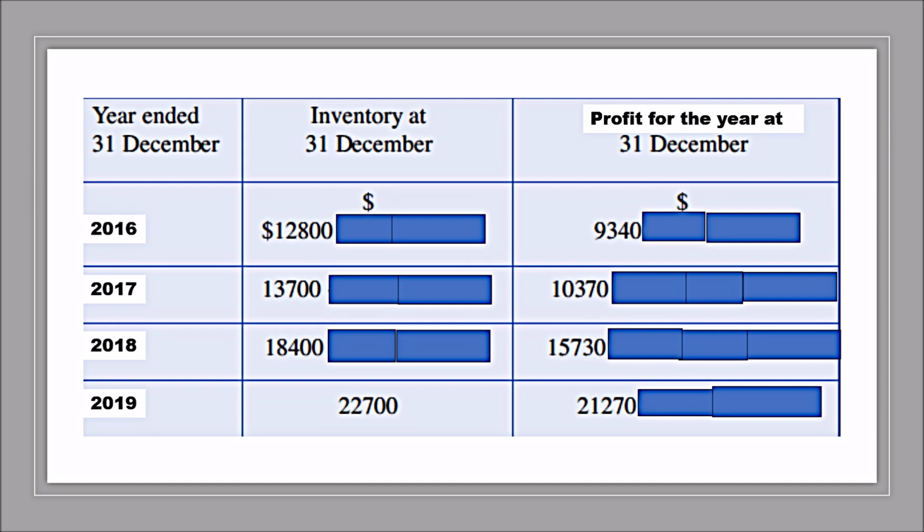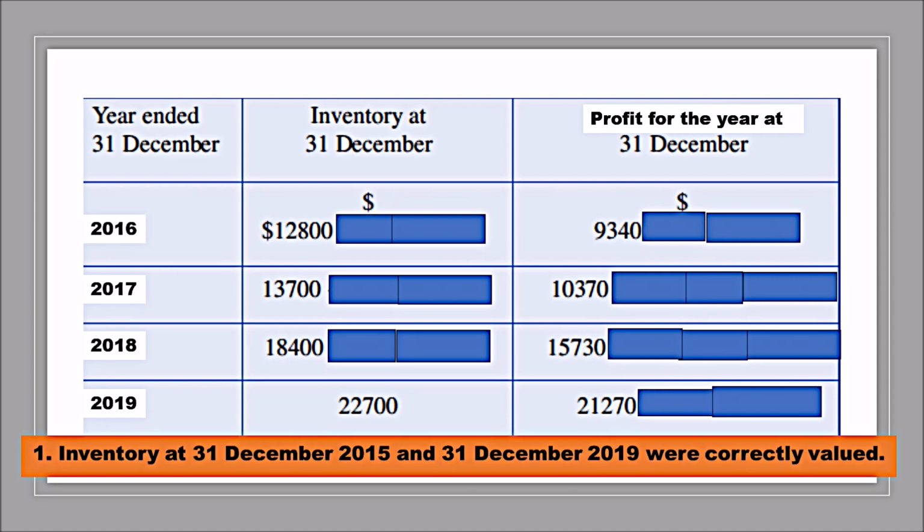And then we take one item at a time as given in the question. Inventory at 31st December 2015 and 31st December 2019 were correctly valued. Since we are just starting the question, we will not concentrate on December 2019. Let us concentrate on 31st December 2015.